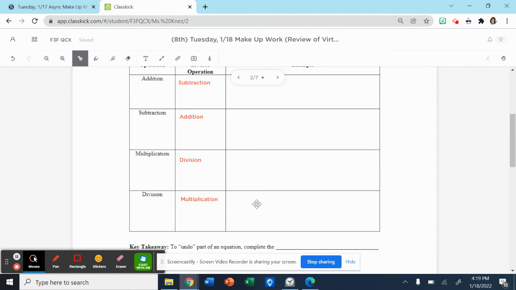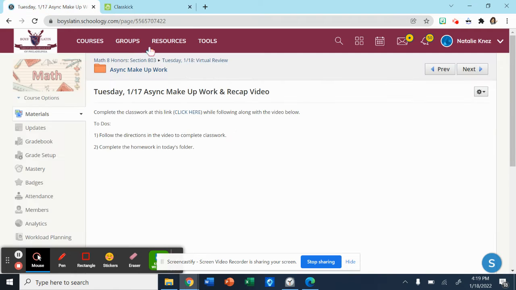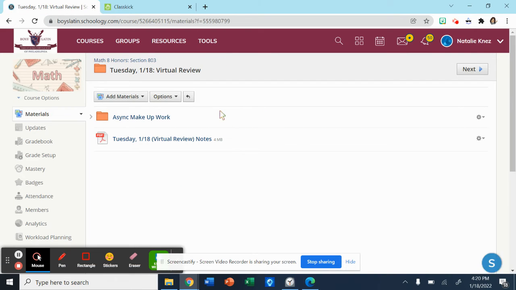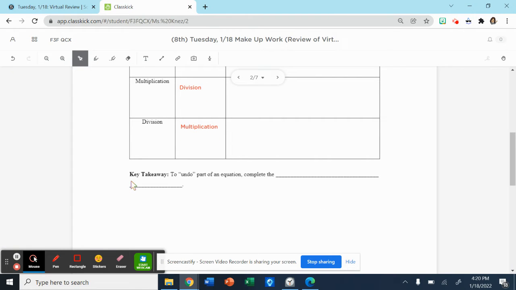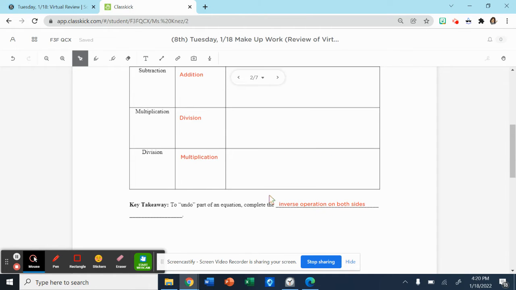If you need an example of how to solve one-step equations, you can take a look at today's notes, which are posted in Tuesday's main folder. For the sake of time, I'm not going to go over it in this video. The important thing to know is that to undo part of an equation, for example, to undo multiplication, we need to complete the inverse operation on both sides. So for example, if we were undoing multiplication, we would need to divide both sides by the same number.